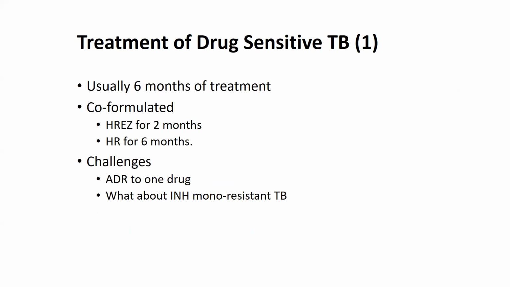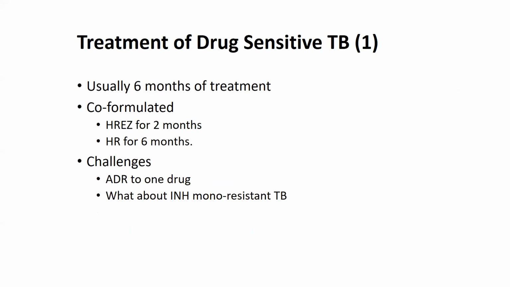We give 6 months of treatment. Sometimes we might decide to extend if there's been a late smear conversion. We use a co-formulated combination. It's usually called Rifa-4 in South Africa, and we give that for 2 months. And then we follow on with INH rifampicin for another 4 months.